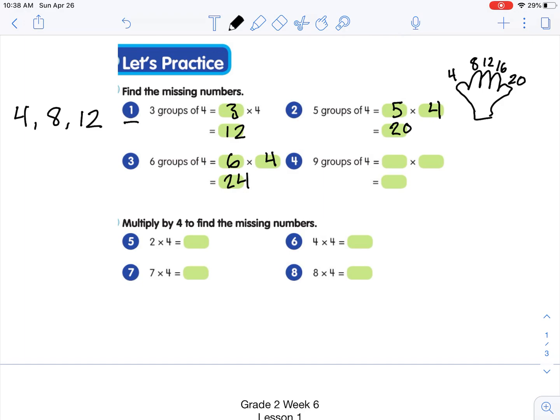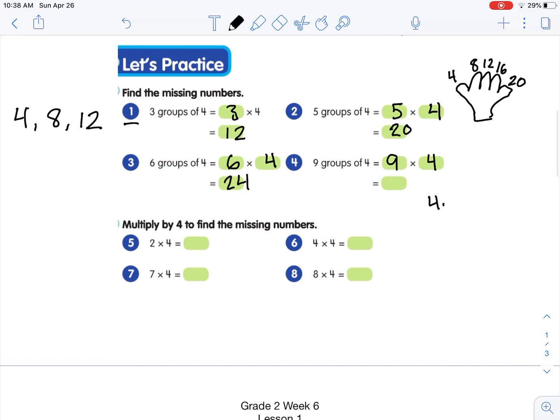Number 4 says 9 groups of 4. Well, what's my multiplication fact going to be then? That's right, 9 times 4, because I have 9 groups with 4 in each group. Let's skip count. We know we have 4, 8, 12, 16, 20, 24.